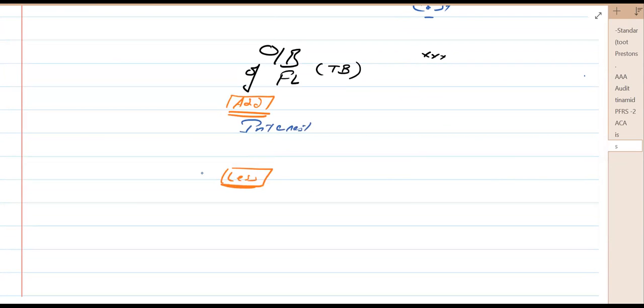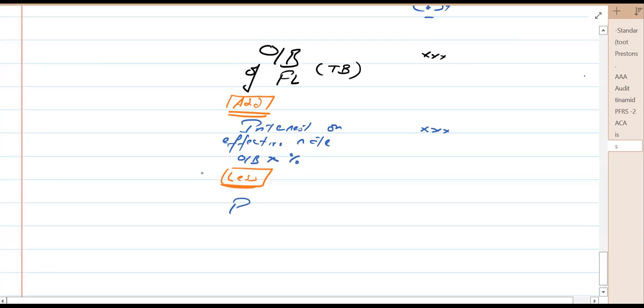And remember, the interest is on effective rate. The effective rate will be given in the exam, in the additional information. Interest on effective rate: you take the opening balance and then multiply it by the effective rate percentage. So you get this interest figure over here. And then we have the payment. Payment is always on the nominal rate.